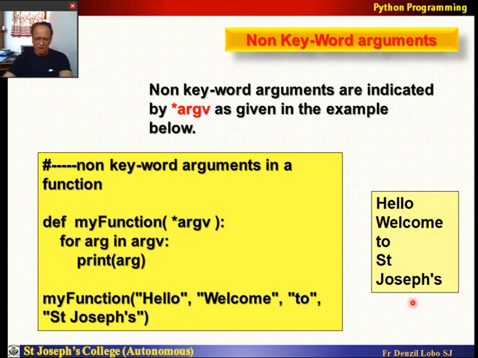For example, here is the outcome of that. Hello, welcome to St. Joseph's. So these are 1, 2, 3. St. Joseph's is one; it should have been one word. Yes. So this is about non-keyword arguments.